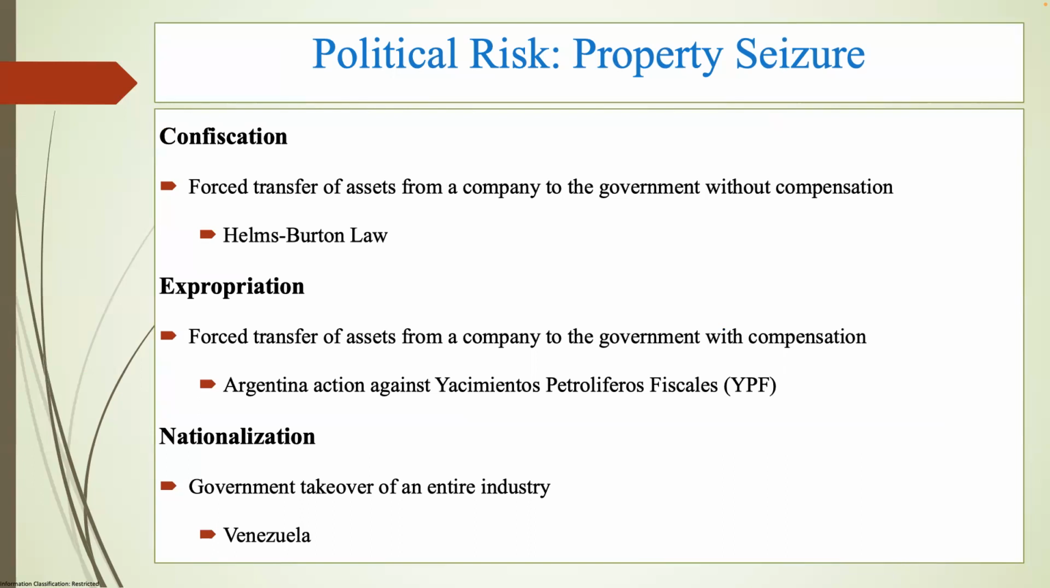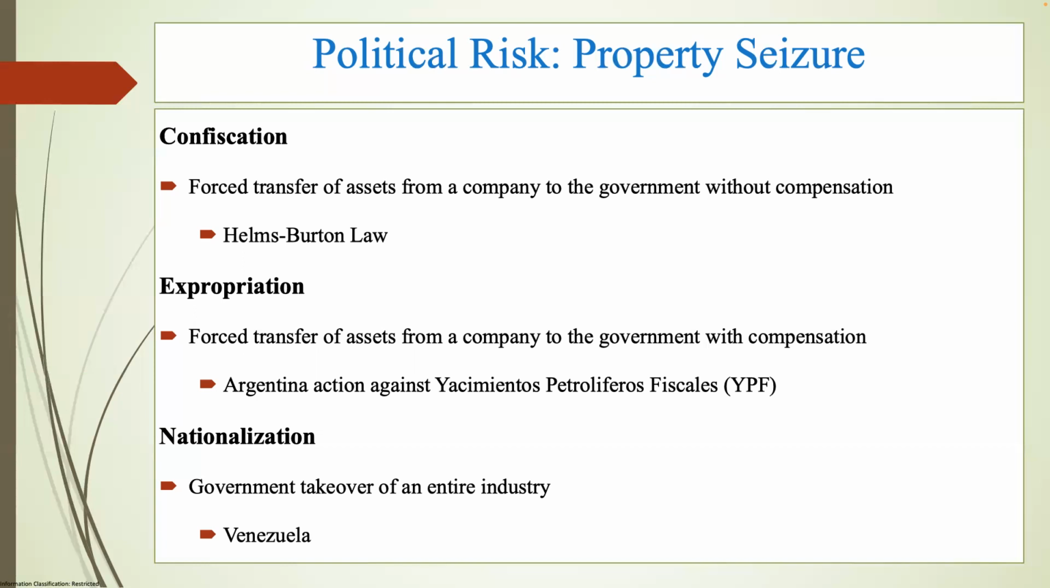So property seizure, what does that mean? Governments sometimes seize the assets of companies doing business within their borders. Asset seizure falls into one of three categories: confiscation, expropriation, nationalization. So these are basically three. So what is confiscation? That is the forced transfer of assets from a company to the government without compensation. That is confiscation, like the Helms-Burton law.